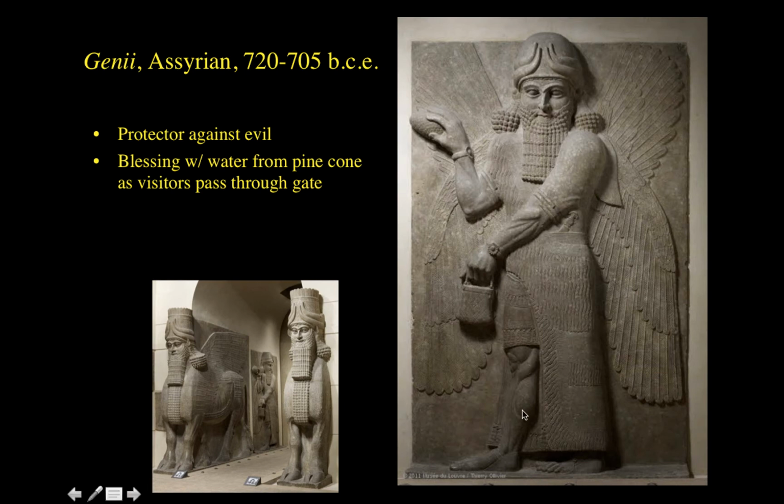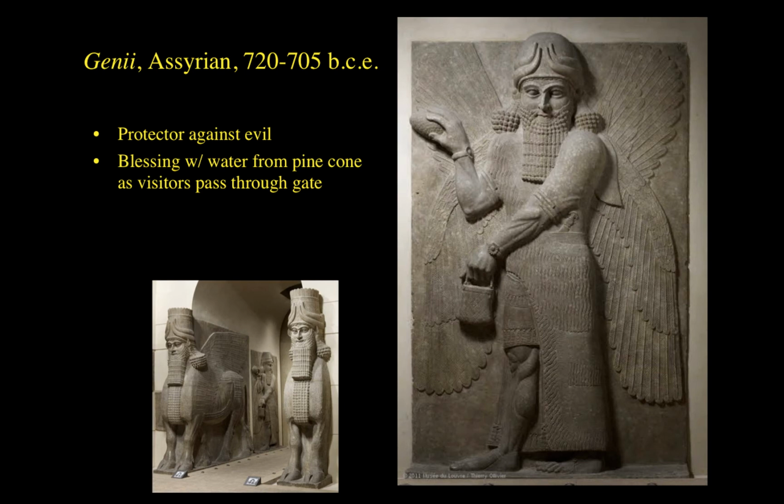And also notice his leg, the muscle tone in his leg. And they're human legs, but it has this kind of animalistic quality with the exaggeration of the muscle tone. But it's a supernatural being. And what he has in his hands, there's a pine cone and water. And the pine cone is actually mentioned in the Epic of Gilgamesh and also in other epic stories as a source of magic and spirituality. And what the genie is doing is he would be dipping the pine cone into the water, and as people walk through, he's sprinkling them with this water.